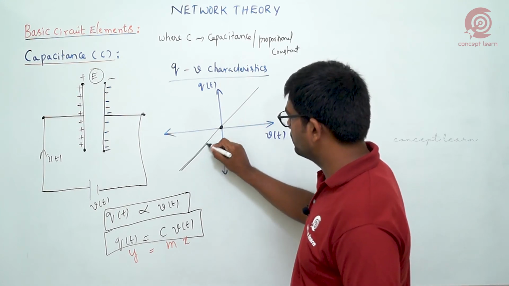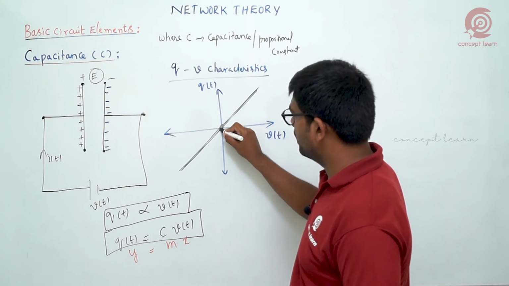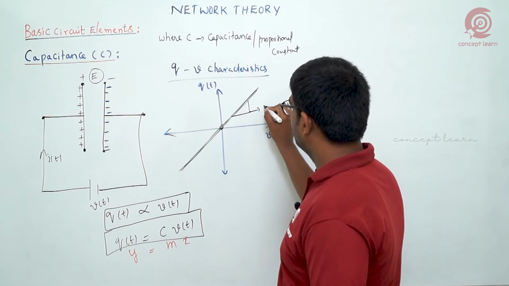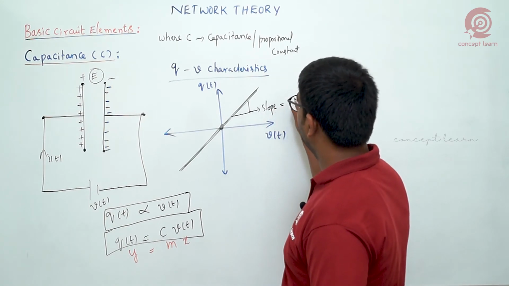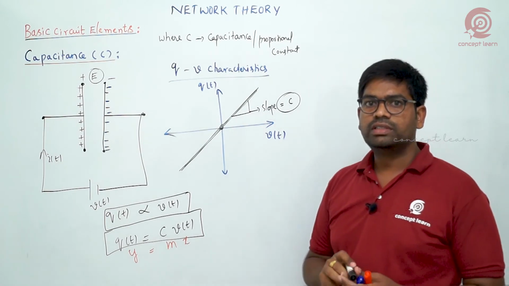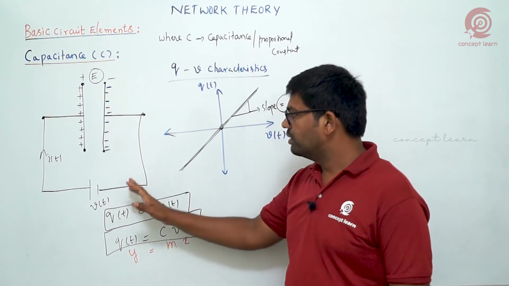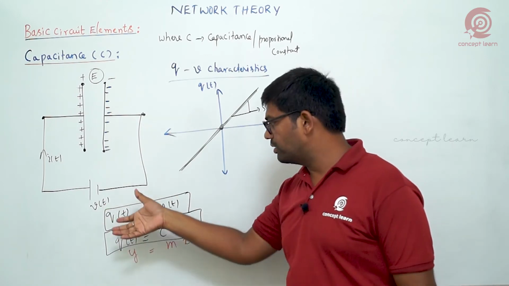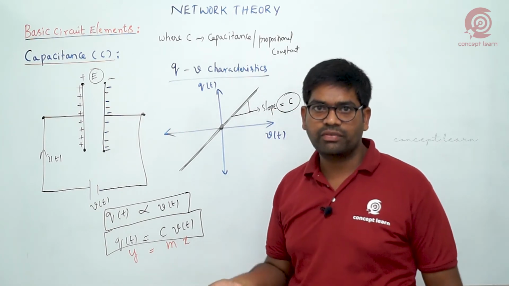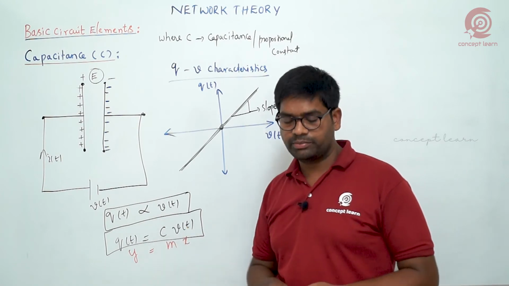I am drawing a thick line to draw your attention. That is a straight line passing through origin. So what will be the slope here? Slope indicates our capacitance or proportional constant. Now after having this basic relation, when we give a time varying voltage, then charge will be acquired in the time varying fashion. This is a basic mathematical relation.